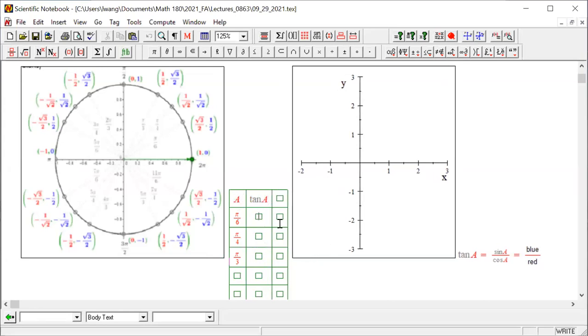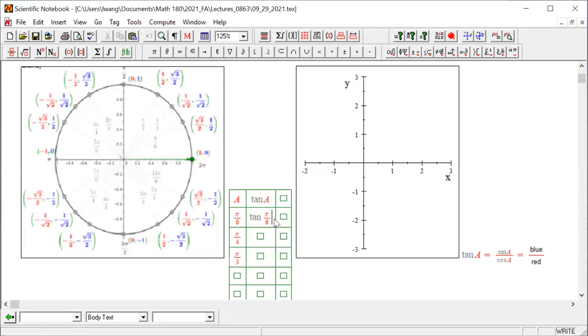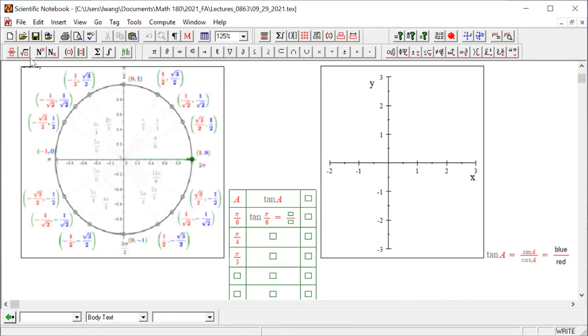Tangent ratio for tangent pi over 6, what would that be? It's going to be sine pi over 6 divided by cosine pi over 6. Any way you do it, there are so many ways to express it. But with the visual here, it's just a blue number.